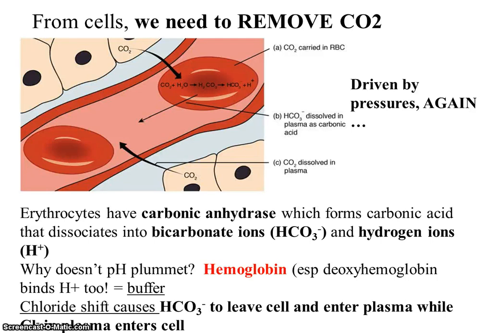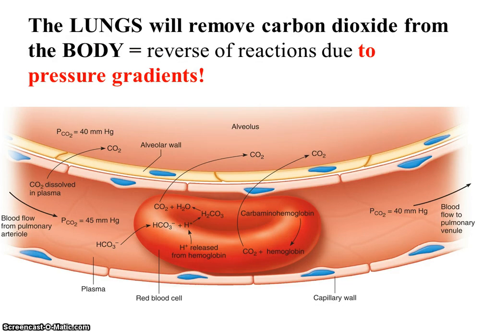Okay, so here's our removal of carbon dioxide, where we left off. Here's the movement through the blood, right? We're moving on the way, getting to the lungs. Here's our situation with the blood cell and the plasma and the alveoli. So lungs will remove carbon dioxide from the body. It's the reverse of the reactions, due to pressure gradients.